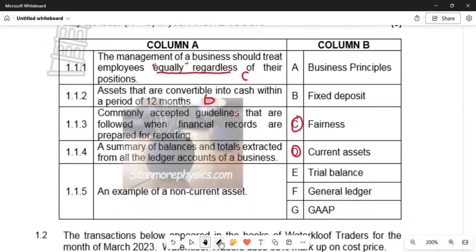Now we are moving on to 1.1.3, which says commonly accepted guidelines that are followed when financial records are prepared for reporting. The correct answer is G. We follow this guideline, which is GAAP, when we are preparing financial records, more especially for reporting. So the correct answer is G.